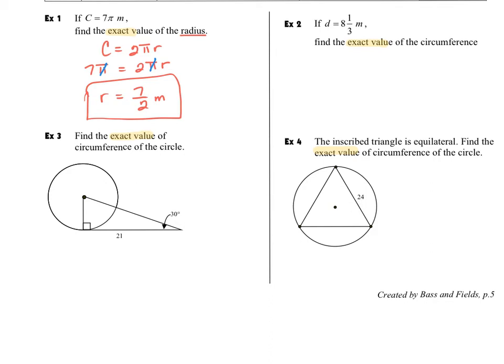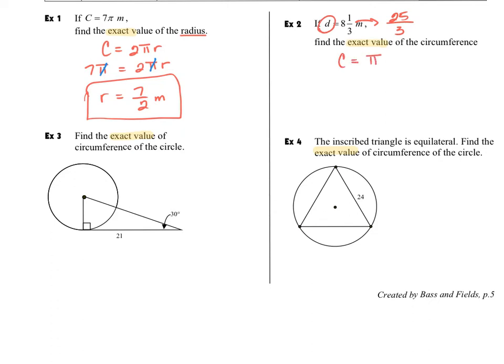Now the next one, if I want the exact value of the circumference, first of all, 1/3 is not going to convert to 0.3. It's a repeating decimal. So we're going to take this mixed number and convert it to an improper fraction. We'll have 8 times 3 is 24, plus 1 gives us 25. So we've got 25 over 3 here. We're going to use that for our diameter instead of this mixed number. Since I'm given the diameter, I'm going to work with that formula.